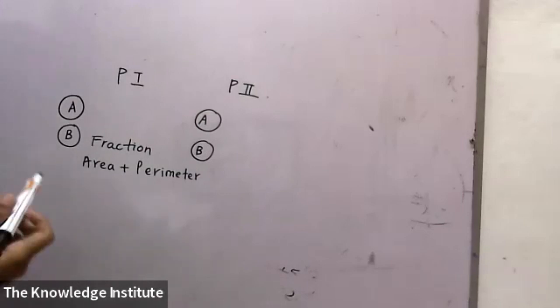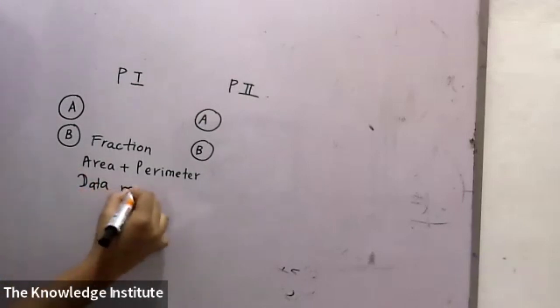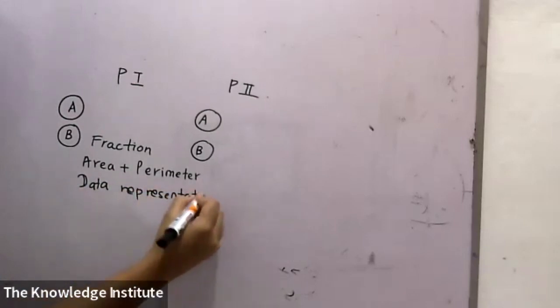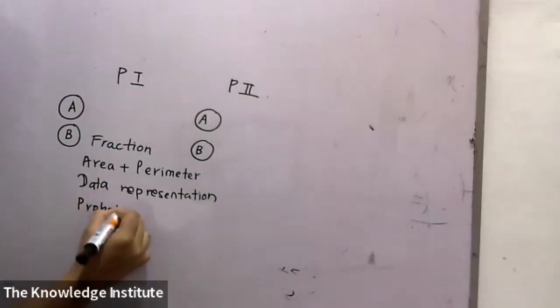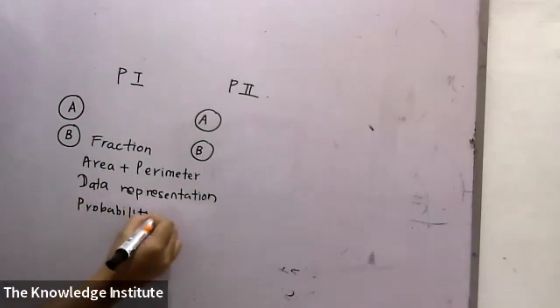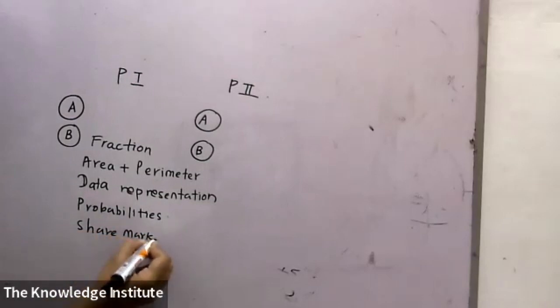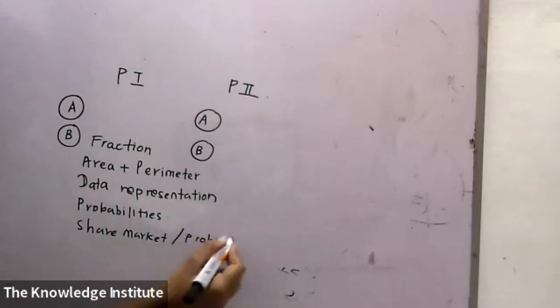Then in paper 1, fractions, area, sometimes they can give you data representation. Okay, these questions have a high probability, and probability. The fifth question, sometimes it can be a share market related thing, a percentage or probability. It depends. I'm telling you it can vary.